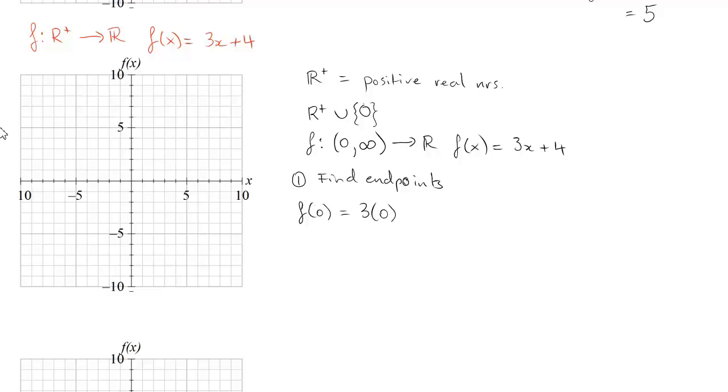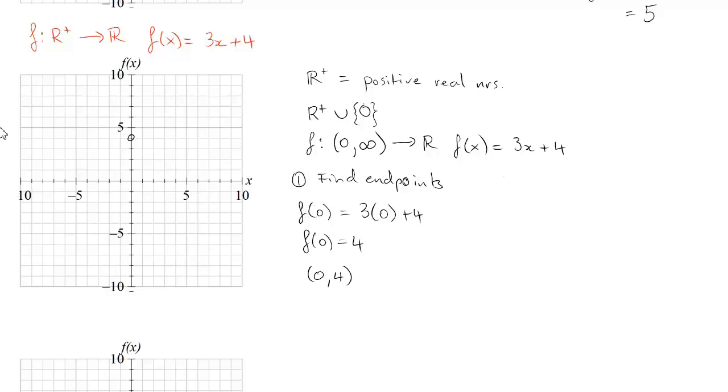3 times 0 plus 4. So f of 0 is equal to 4. And so one of the endpoints is 0 and 4. The second thing that we probably need to do, so I might find where that point is. And I'll keep an open circle right there. Once we've done that, this is a positive line, so you go from left to right, it goes upwards. So we need probably another point to sketch an accurate graph.